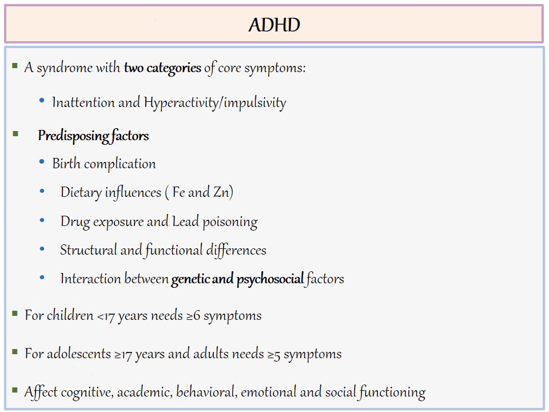Attention deficit disorders with 2 categories of core symptoms: inattention and hyperactivity/impulsivity. Predisposing factors: birth complication, dietary influences, iron and zinc, drug exposure and lead poisoning. Structural and functional differences: interaction between genetic and psychosocial factors. For children less than 17 years, needs greater than or equal to 6 symptoms. For adolescents, greater than or equal to 17 years, and adults, needs greater than or equal to 5 symptoms. Affects cognitive, academic, behavioral, emotional, and social functioning.